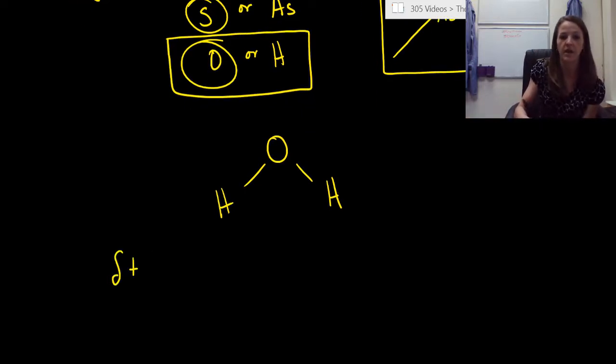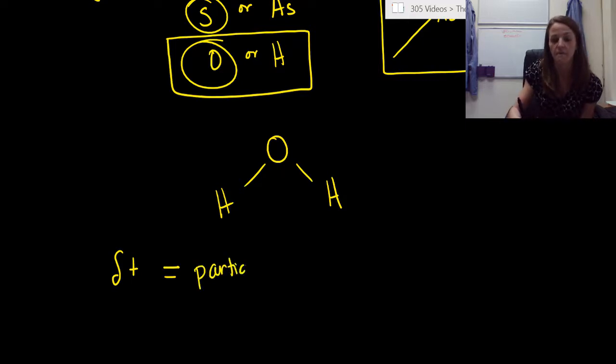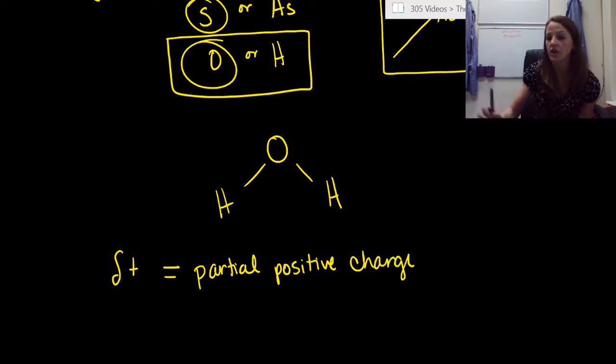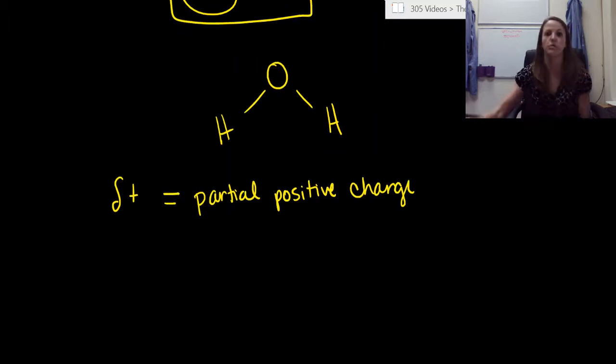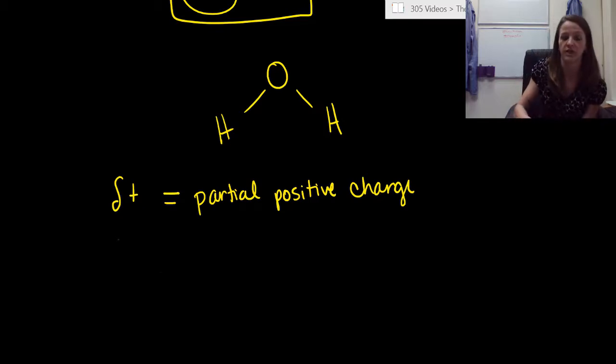So you have a little delta and then a positive. So anytime you see this symbol right here, that is one person telling another person that that specific atom, whatever it's hovering over, has a partial positive charge. Okay? It's partial. It is not a full charge. A full charge is what happens in an ionic compound when it's a full positive attracted to a full negative. In covalent compounds, you can only have partial positive and partial negative charges.